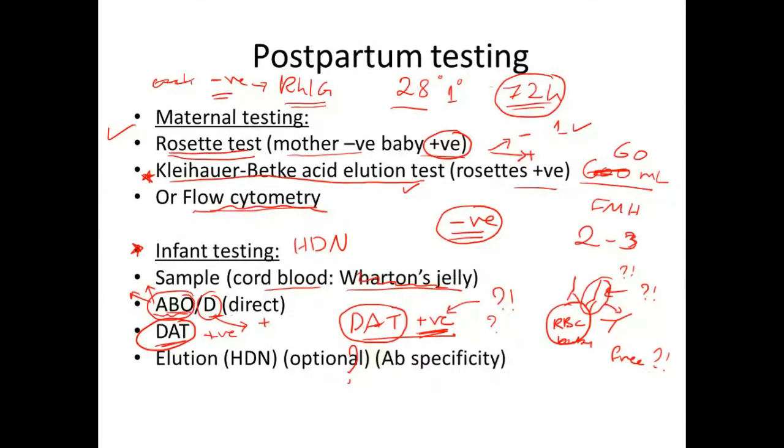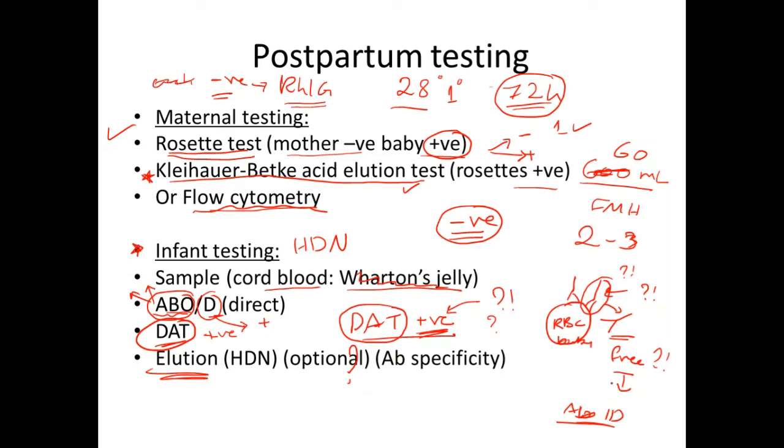By using the elution technique, we can dissociate the antibody from the cell and it becomes free. When it becomes free, we can do antibody identification. Run the eluate. Now we call it eluate. We can run the eluate on an antibody identification panel.